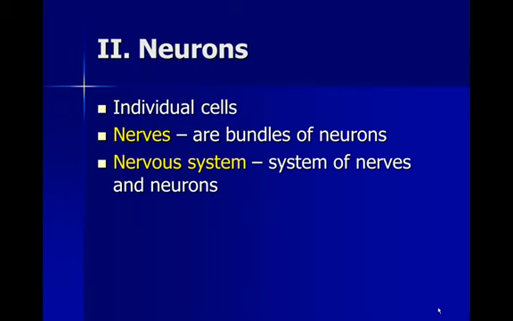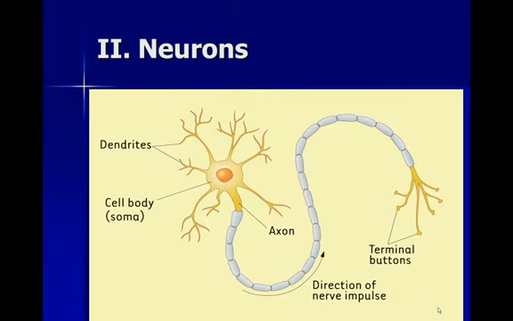Now, when we take nerves together and put them into a system, we have a nervous system, and we have a variety of them. We have a central nervous system, a peripheral nervous system, we have an autonomic nervous system, and a variety of sympathetic, non-sympathetic, all kinds of nervous systems. And we're going to talk about those later on. But we're going to start off talking about neurons.